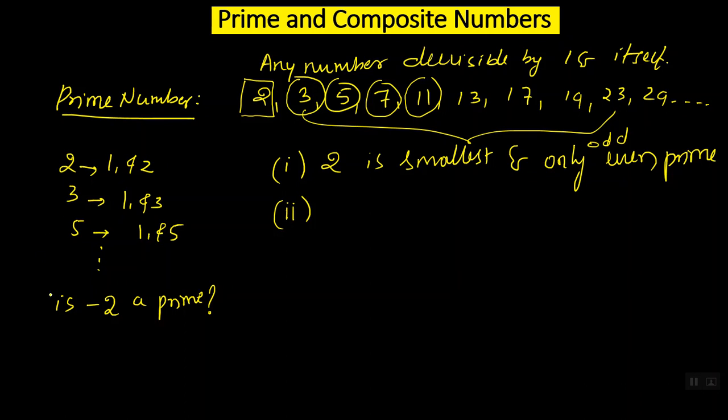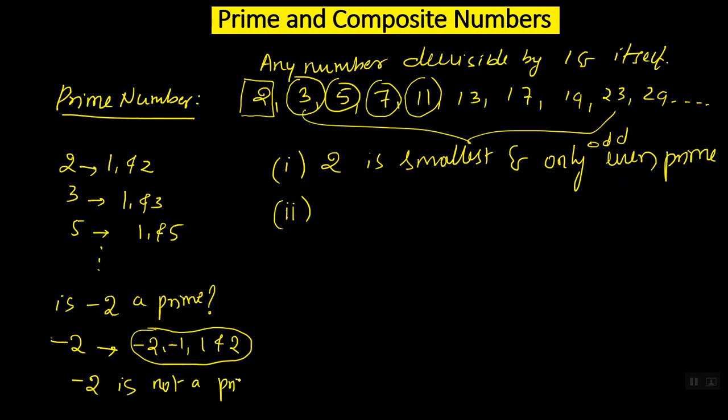Okay, let me explain. Negative 2 is not a prime number. Why? Because what are the factors of negative 2? Negative 2 is divisible by negative 2, negative 1, 1 and 2, isn't it? This number has more than two factors, and a number which has more than two factors is not prime. To become a prime, we have to have only two factors, 1 and the number itself. So that's why negative 2 is not a prime number.